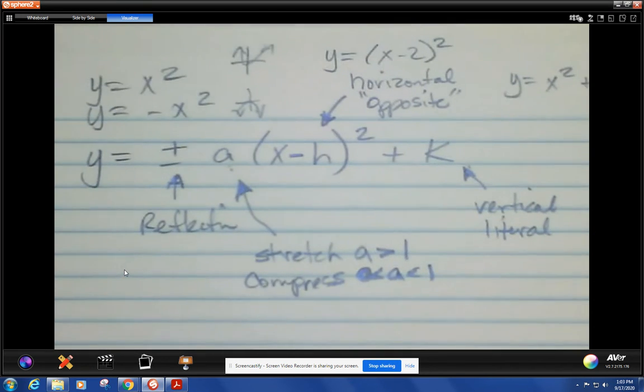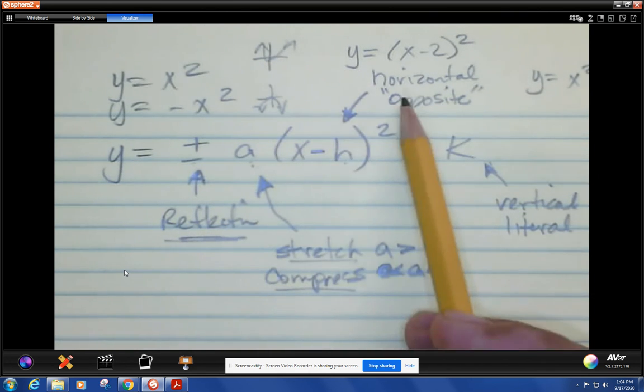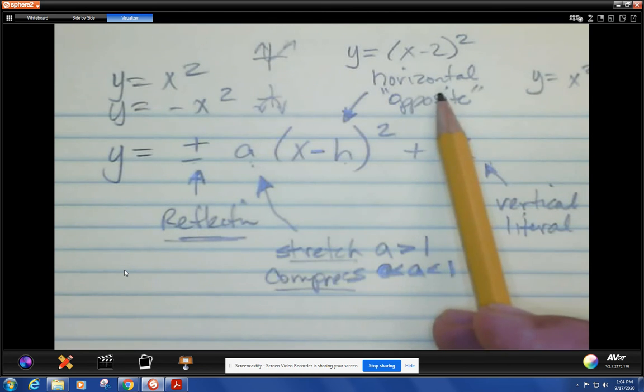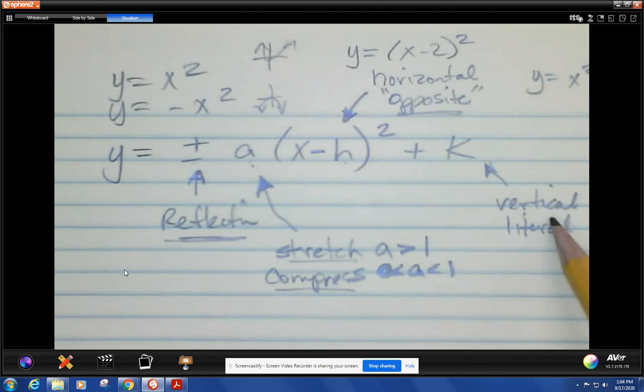Okay, so each part of this particular little format, if you will, or formula has a specific purpose. Again, the plus or minus determines whether it's a reflection or not. The A determines whether it is a stretch or a compress from the parent graph. The h, again, determines whether there's a horizontal change, and remember that horizontal change is opposite of what you might think. And then k denotes a vertical change, which again, we've got to take literal. So again, this format can really help you when you get into certain problems.